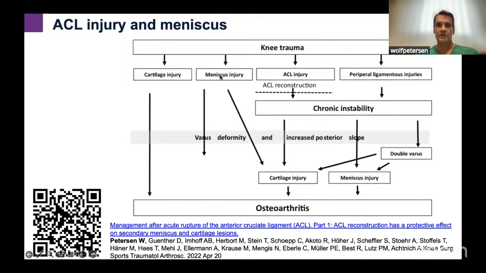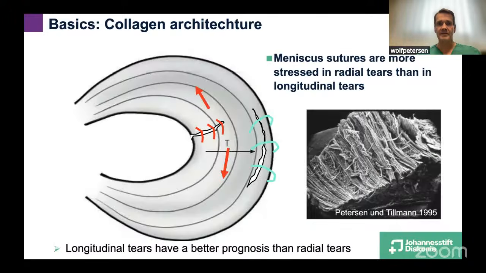And especially the meniscus is very important for the development of post-traumatic osteoarthritis. That is the reason why ACL reconstruction does not always prevent osteoarthritis in patients with chronic anterior instability if the meniscus is not adequately treated. Therefore, it is very important to address the meniscus lesion in case of an acute ACL injury properly by meniscus repair.